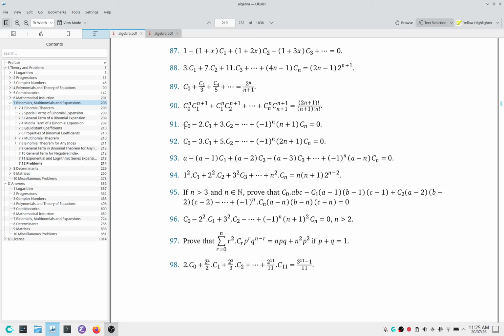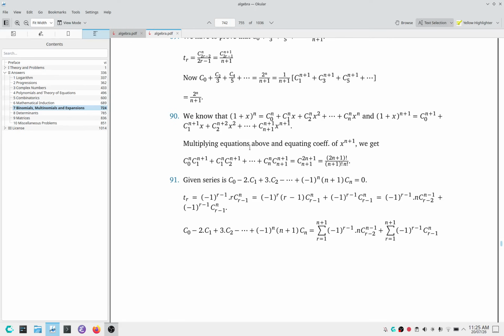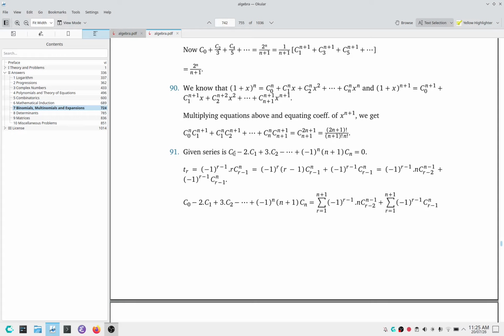Question 91 says that we have to prove that C0 minus 2 times C1 plus 3 times C2 and so on up to minus 1 to the power n plus 1 Cn is equal to 0. So this is the given series, and the rth term would be minus 1 to the power r minus 1 times r times nCr minus 1. This we can write as minus 1 to the power r minus 1 nCr minus 1 plus minus 1 to the power r minus 1 nCr minus 1.